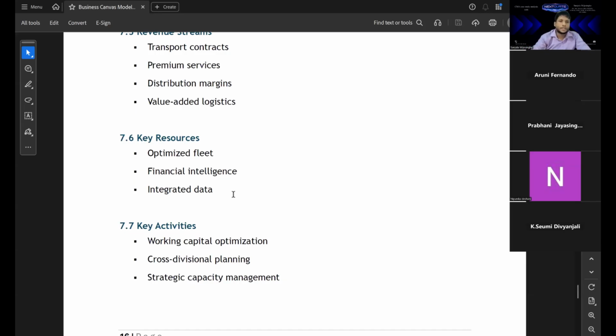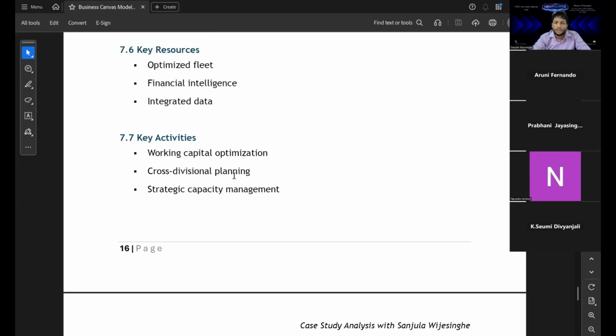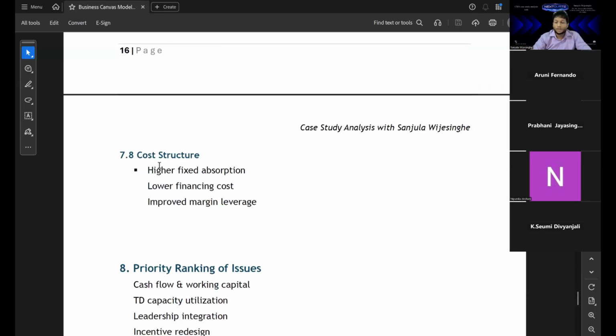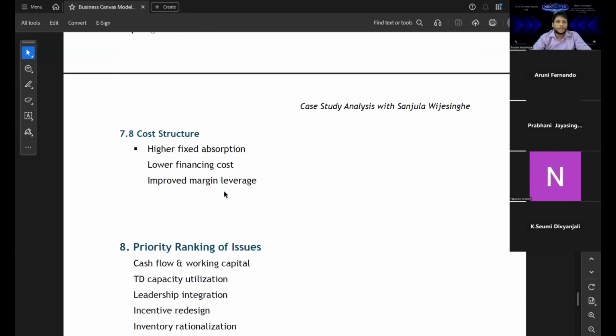Then the key activities: working capital optimization, cross divisional planning, and strategic capacity management. You need to do this, working capital optimization and cross divisional planning, rather than isolating two departments. Then you combine them together. Cross divisional planning means transferring resources and strategies, performance evaluation, those things. Then cost structure: higher fixed absorption, lower financing cost and improved margin leverage. Now that is what we discussed.